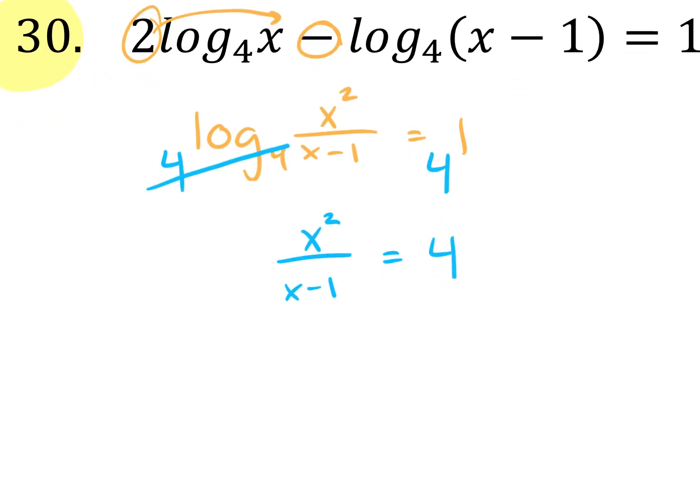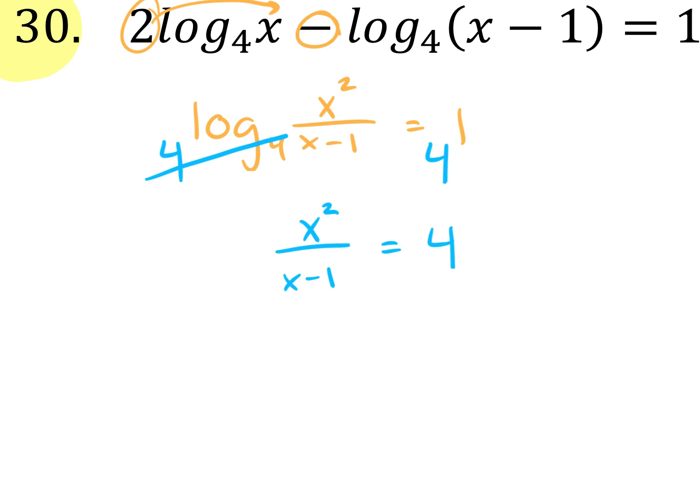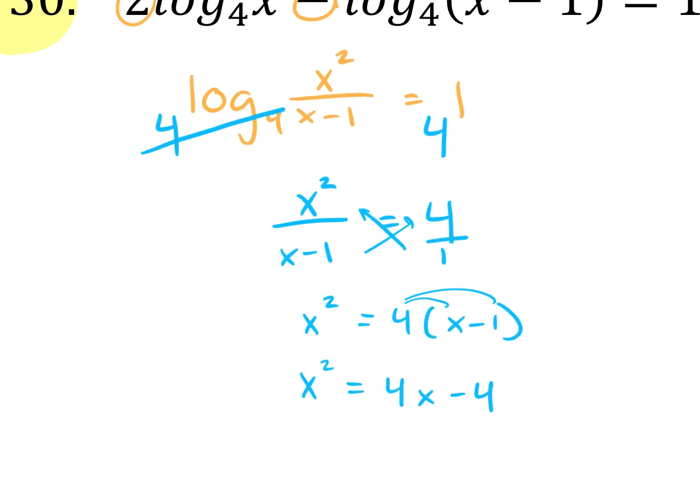How would I solve from here? What should I do next? We can multiply. If you want, make it 4 over 1 and cross multiply. So we've got x squared equals 4 times x minus 1. We can distribute the 4. So x squared equals 4x minus 4.